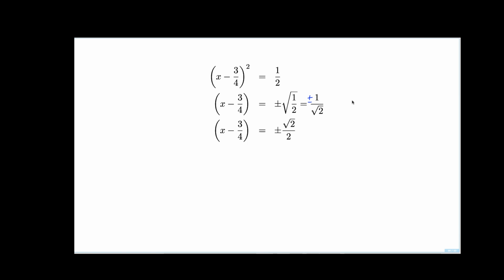Finally, we can add 3/4 to both sides, so we get that x is equal to 3/4 plus or minus the square root of 2 over 2. And of course, as you know, with a quadratic, we'll get two solutions. So 3/4 plus root 2 over 2 and 3/4 minus root 2 over 2. So one of the important applications of completing the square is that we can use it to solve quadratic equations, as we just did in this problem.